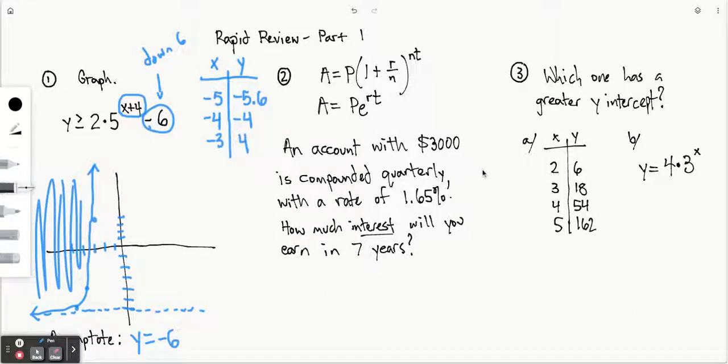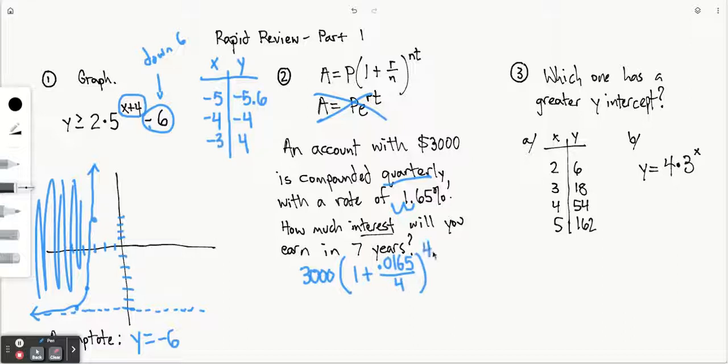Moving on to our second problem here, it's one of those compound interest questions, and it says compounded quarterly. It's not continuously. So this formula right here, PERT, is out. That's only for continuous. It's going to be our first one. And when I set this up, I start with $3,000. It's 1 plus, my rate is 1.65%. You got to move that decimal twice, which is 0.0165. Quarterly means 4 times a year, so I'm going to put a 4 for n.